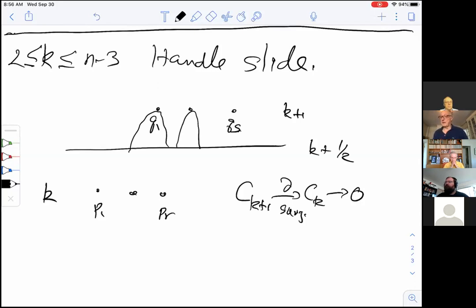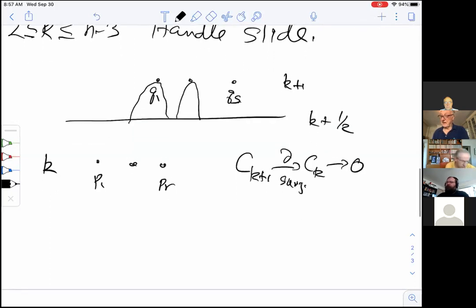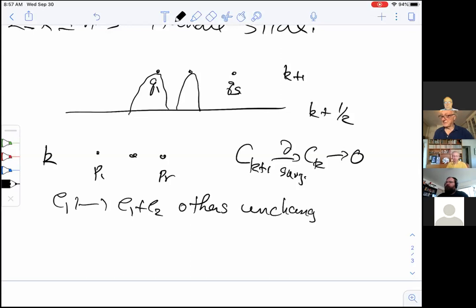And 2 of the 3 are clear. Permuting the basis, you just change the order of the handles. Multiplying a basis element by -1, you just change the orientation of the descending manifold. The last one was E1 goes to E1 plus E2, and the others are unchanged. And that's the one where we have to do a handle slide to realize.